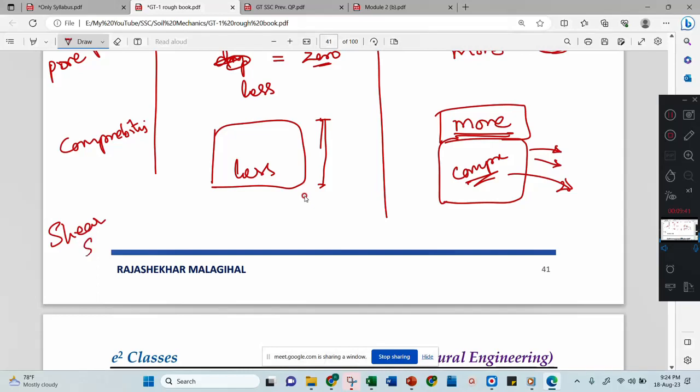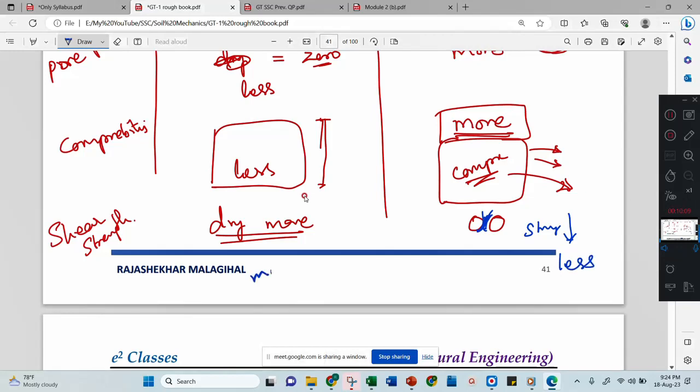Where will shear strength be more? Dry side. Very good. On the dry side shear strength will be more because water acts as a lubricant here. This is one particle, this is another particle. If you consider water, then the water acts as a lubrication here. Therefore, here strength will be less. Strength will be less here. Okay, then the strength will be more here. Dry side, more strength will be there.